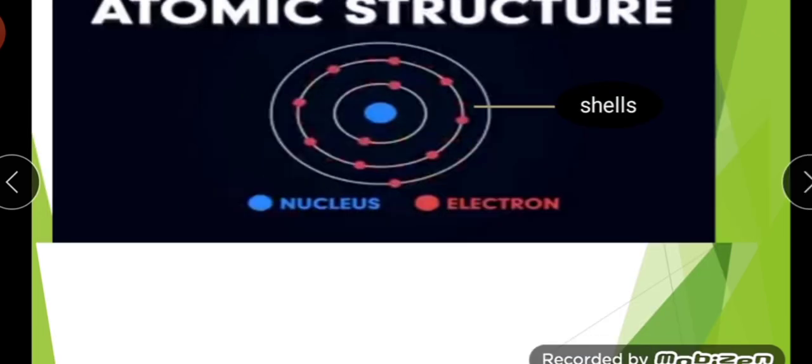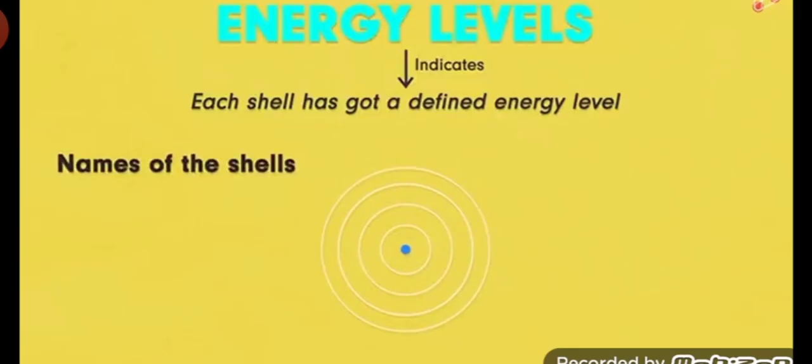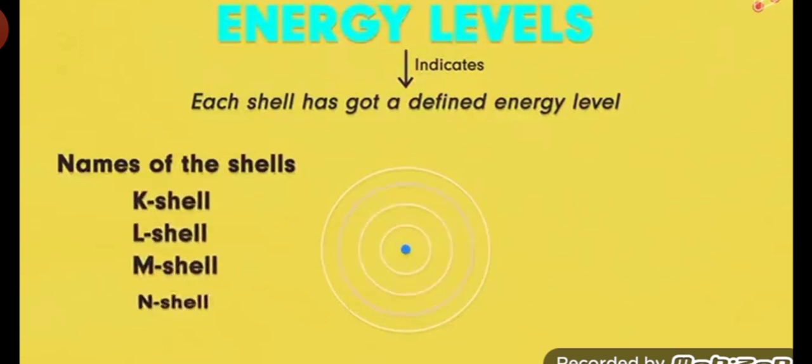Now Niels Bohr suggested that the electrons revolving in the orbitals do not radiate energy because each shell has a defined energy level. That means when the electrons revolve in each shell, they do not liberate any form of energy. Now let's see how these shells are named to indicate their position. The orbit nearest the nucleus is named the K shell. The next is the L shell, M shell, N shell, and so on.